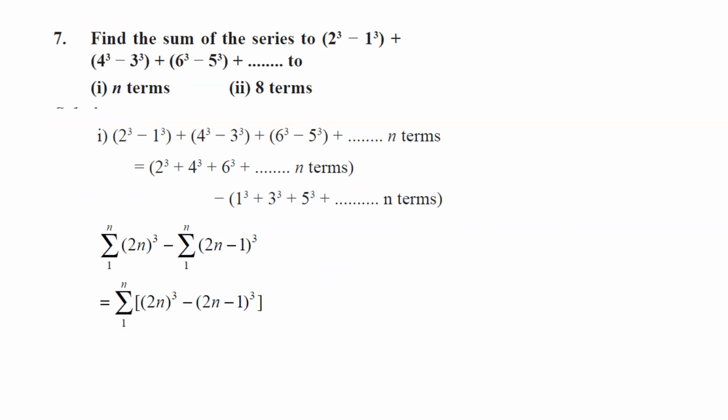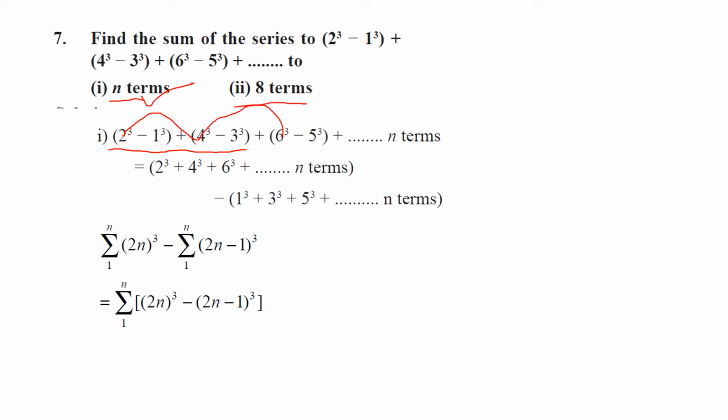Next, seventh sum. Find the sum of the series 2 cubed minus 1 cubed, plus 4 cubed minus 3 cubed, plus 6 cubed minus 5 cubed, up to, here 2 sums are given: n terms, and the second one 8 terms. First we will find n terms. So first, write the question: that is 2 cubed minus 1 cubed, plus 4 cubed minus 3 cubed, plus 6 cubed minus 5 cubed, etc., n terms. First, whatever is plus, you separate it. So 2 cubed plus 4 cubed plus 6 cubed, etc.